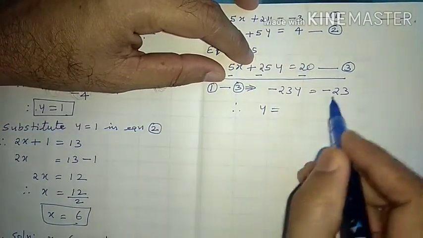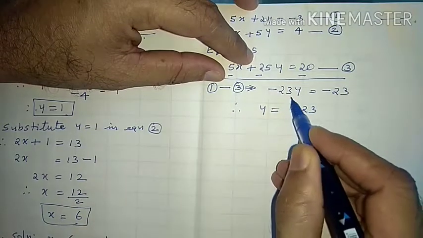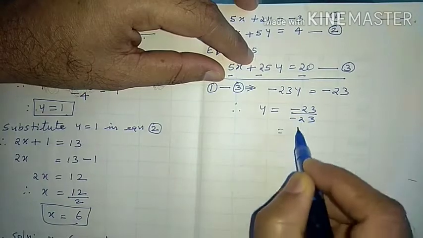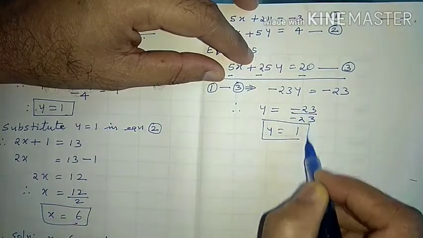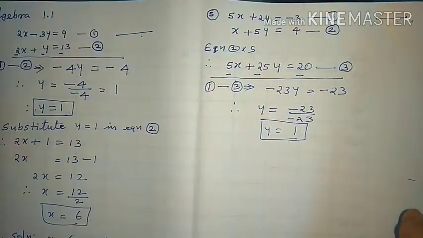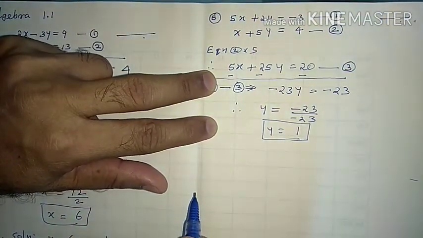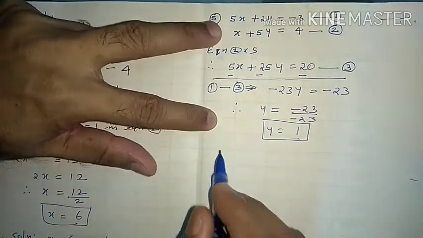Therefore, y is equal to minus 23 divided by minus 23. It is equal to 1. We got the y value. This we substitute in the first equation or in the second equation. We put it in the first equation and see.